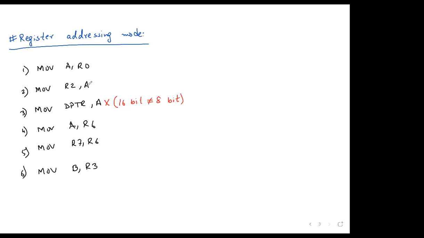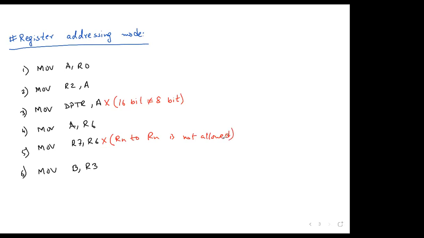Okay. Any other example over here which you think is wrong? Five. Why 5? We cannot exchange data between registers. Exactly. So register to register is not allowed. All right. So we have completed 2 types of addressing mode.